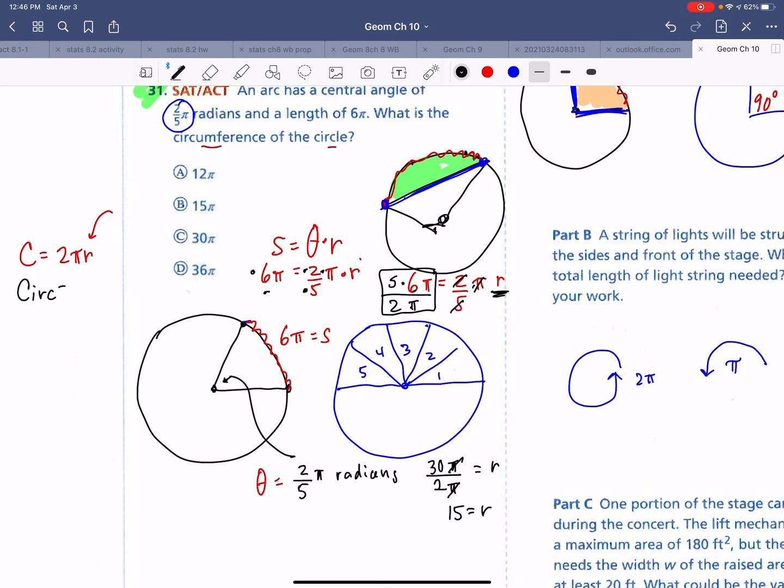So what would our circumference be? 2 times pi times 15 would be 30 pi. What do you know? There's our answer, guys.